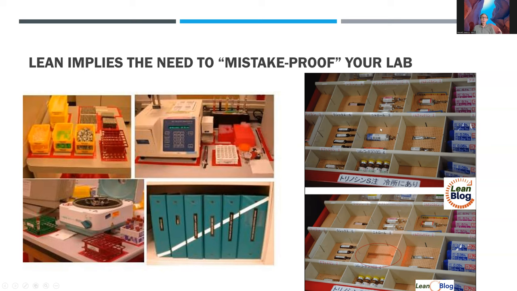Likewise, you can mistake-proof your lab or your hospital. Here, a crash cart from Japan helps you identify right away, oh, this is missing this particular medication. It needs to be restocked. So those sorts of tools can be very useful, standardizing and quickly helping you to recognize when something's not there or needs to be repaired.